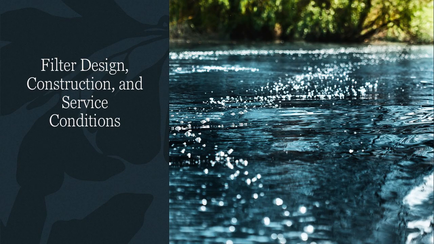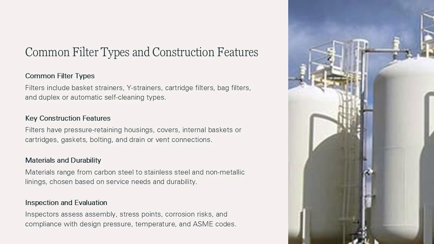Common filter types and construction features, service conditions, and damage mechanisms. Filters used in piping systems vary widely in design and construction, and inspectors must be familiar with these variations to conduct effective inspections. Common types include basket strainers, Y strainers, cartridge filters, bag filters, and duplex or automatic self-cleaning filters.